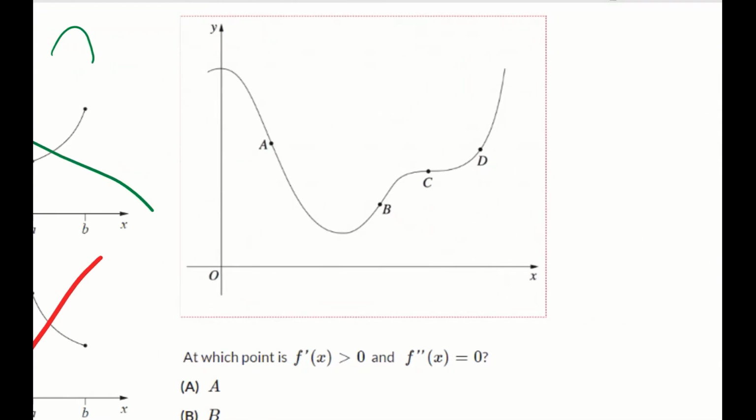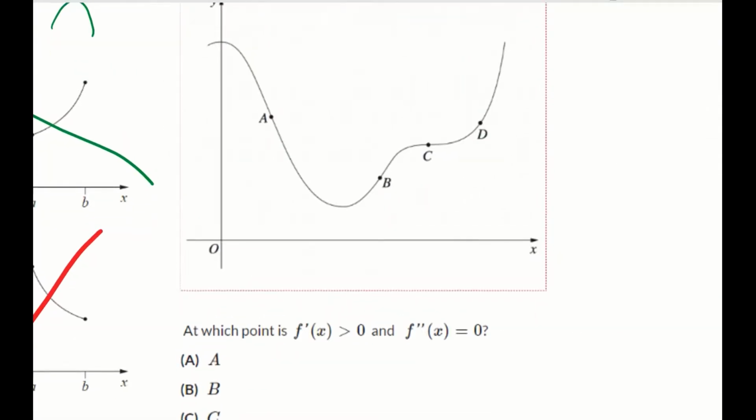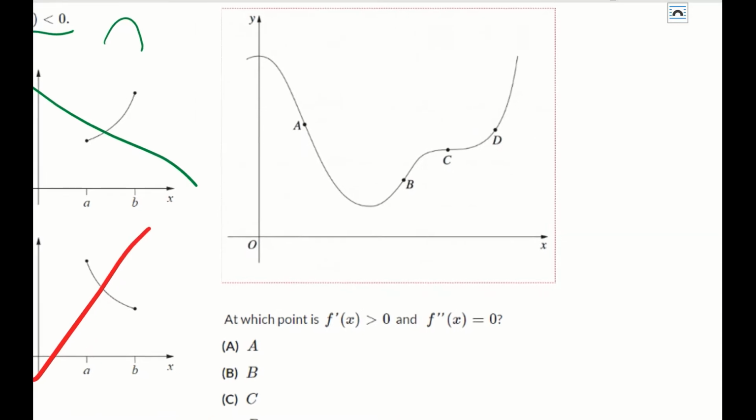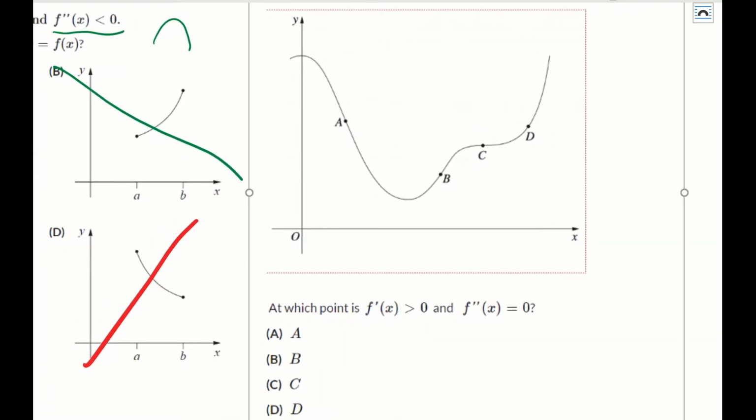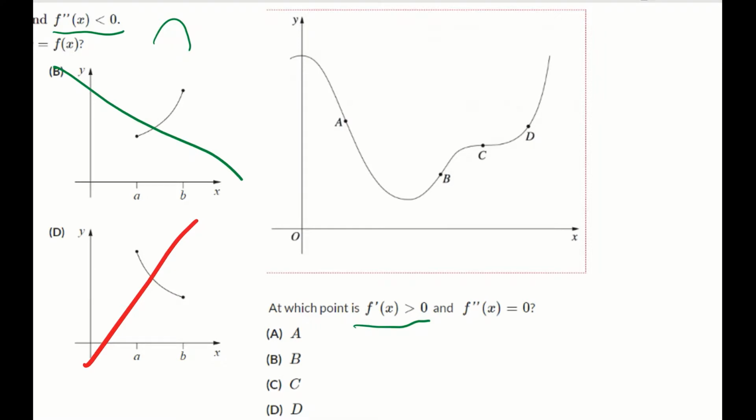And finally, this one should look familiar because it's very similar to the one I just did. So pause the video if you want and give this a go. You want to know where the first derivative is positive, so we're going uphill, and my second derivative is equal to 0. So straight away, I think, well, positive gradient's got to be going uphill. So A's out. B could be it, C's out because it's flat there, and D could be it.